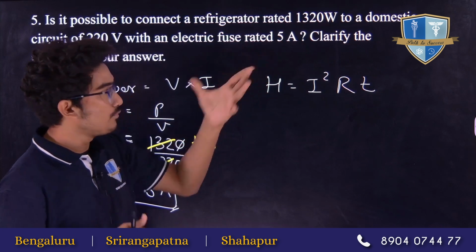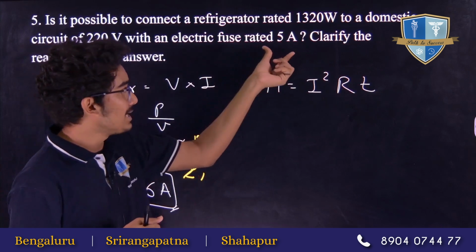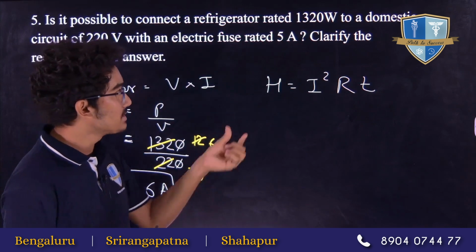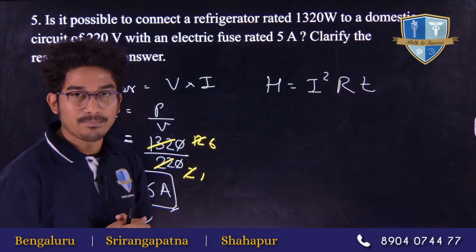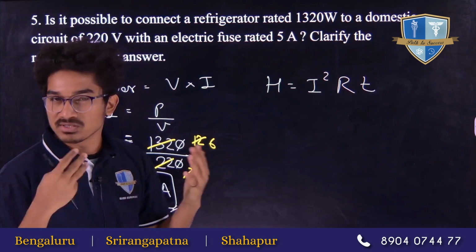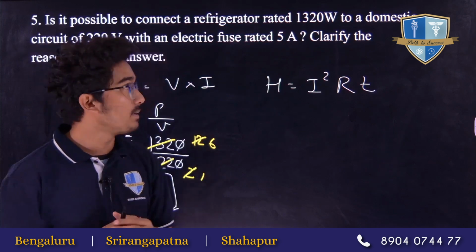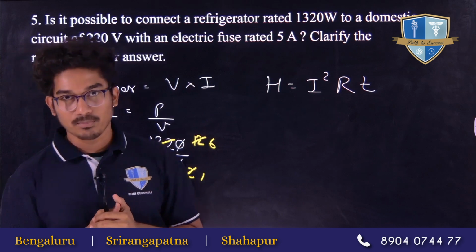That's why this fuse is rated as 5 ampere. It means if you pass a current more than 5 ampere, the fuse will melt. So we are not supposed to pass current more than 5 ampere. So this circuit is not possible.